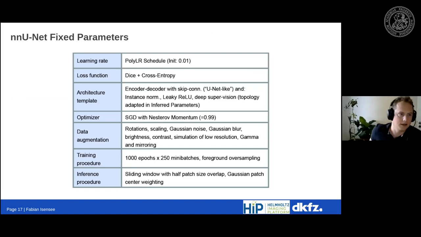Part of the fixed parameters are things like what learning rate and learning rate schedule we are using, and the loss function. We have found, for example, that just a simple sum of Dice and cross entropy loss has a lot of desired properties and works really well, especially if you combine it with a mild oversampling, which is something we're also doing, and it's not mentioned here, it should be mentioned here. The architecture template that we are using is always the same. What we mean by that is that we are just using a standard UNet-like architecture. So that's an encoder-decoder architecture with skip connections and plain convolutions. This is also where the name nnU-Net comes from. nnU-Net is an abbreviation for no new net, with which we want to emphasize that very strong segmentation performance can be achieved with standard UNet-like architectures, and there's no need for fancy architectural modifications in the biomedical domain, at least. Other fixed parameters are things like optimizer, data augmentation, and what our training and inference procedure looks like.